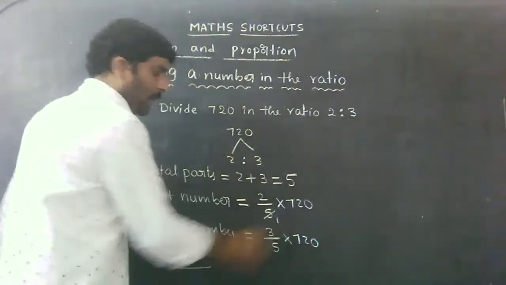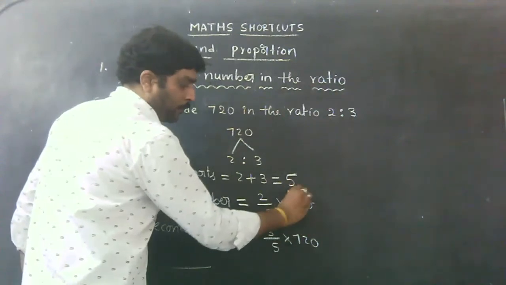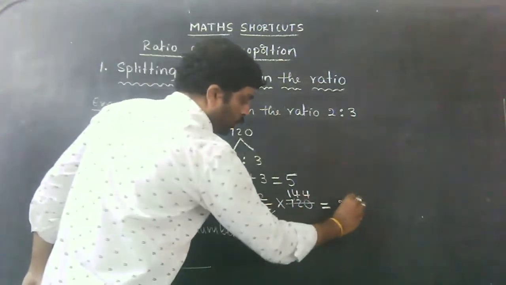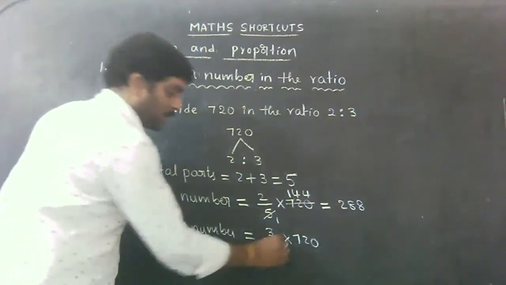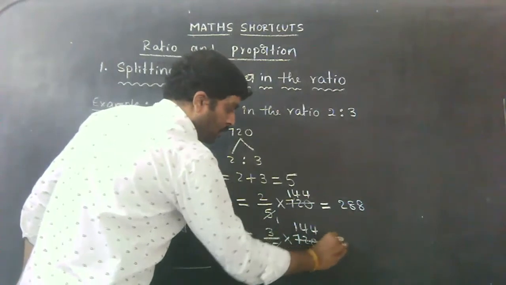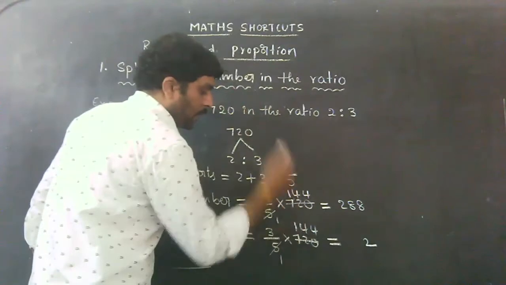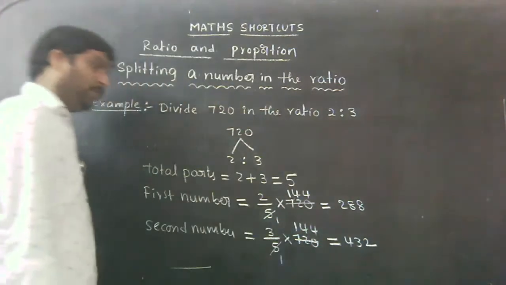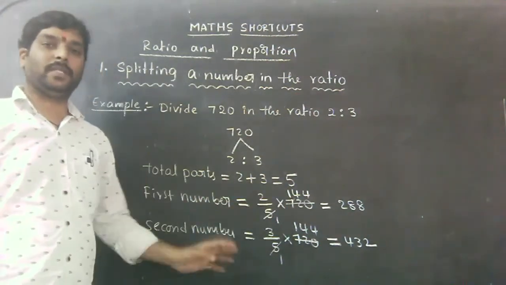5 ones are 5, 5 fours are 20, again 5 fours are 20, so 2 into 144 is 288. That is the first number. For the second number, the 5 is already cancelled, now 144 into 3: 3 fours are 12, 3 fours are 12 plus 1 is 13, 3 ones are 3, so 432. Therefore the first number is 288, the second number is 432. It is a very easy method.